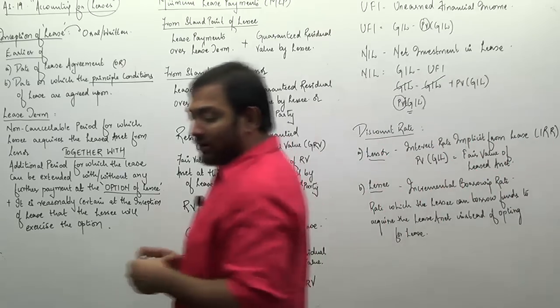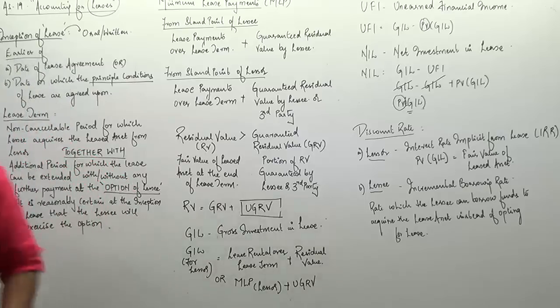So instead of going for leasing of the asset, if the lessee wants to buy the leased asset, the rate at which he can borrow funds will be the incremental borrowing rate. The rate at which the lessee can borrow funds to purchase the leased asset instead of going for a lease is called incremental borrowing rate. These rates will be given in the question. It is only for your understanding as to what is required to be a discount rate.